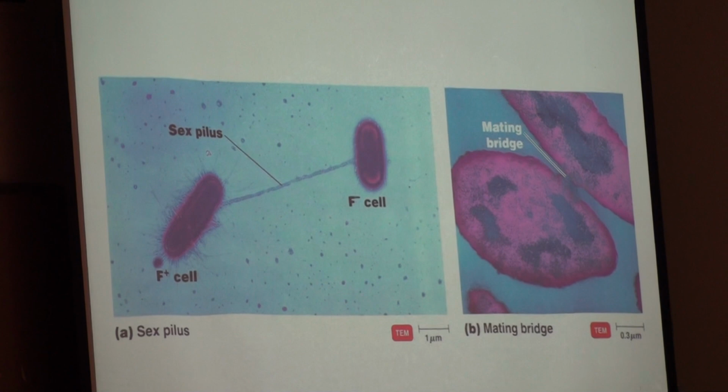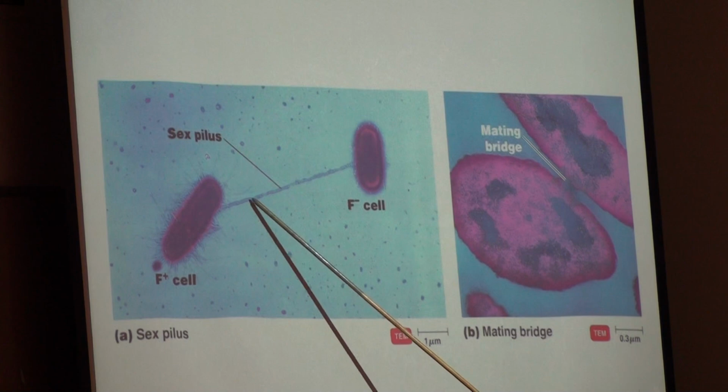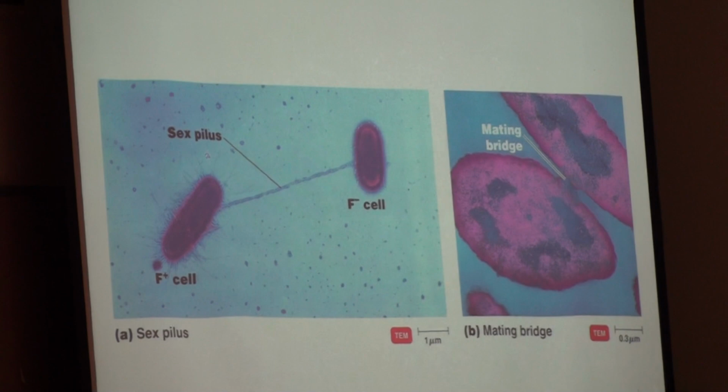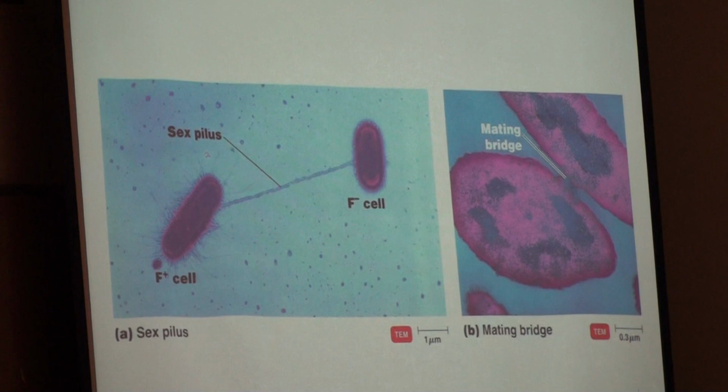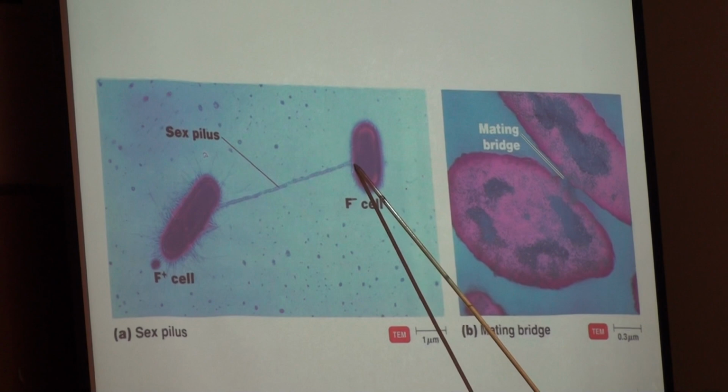So the exchange of these pheromones permits the donor to detect recipients in the neighborhood. That triggers synthesis of the sex pilus. And the sex pilus is made of these little protein subunits called pilin. So you can add more pilin to make the sex pilus longer, and you can disassemble the pilin subunits to shorten it. So the male assembles his sex pilus, and the purpose is to physically make contact with the recipient to attach to a first surface.